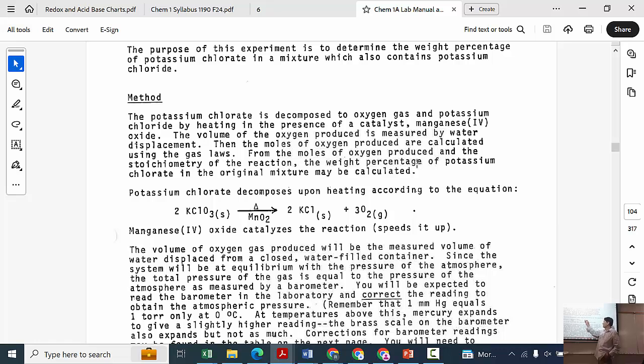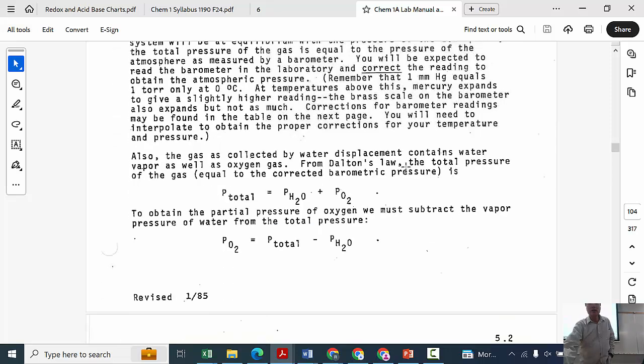And by collecting the oxygen gas, we can use stoichiometry to figure out how many grams of KClO3 were in our original mixture. But we're going to collect the oxygen gas over water. So it's not going to be pure. It's going to be wet oxygen. And so the pressure of the wet oxygen is equal to the pressure of the dry oxygen plus the pressure of the water vapor. And so if we want the pressure of the dry oxygen, we'll have to subtract the vapor pressure of water from that.